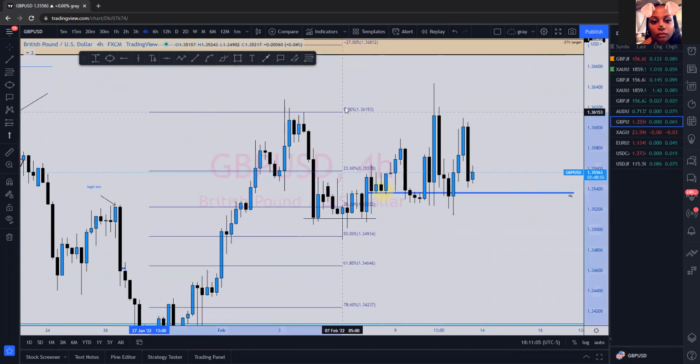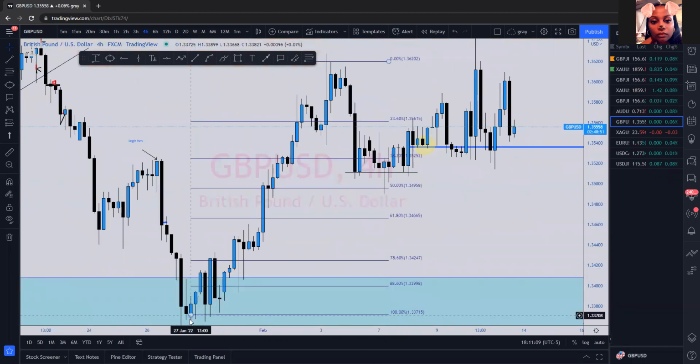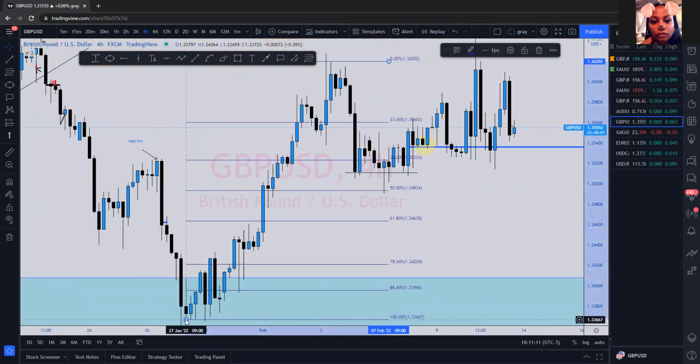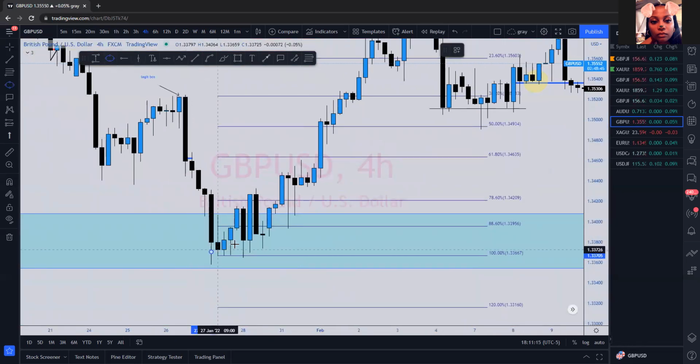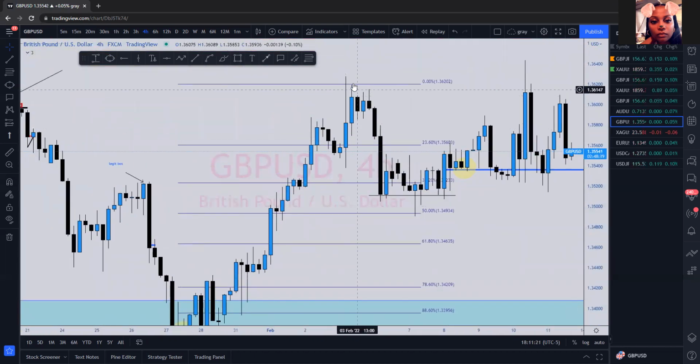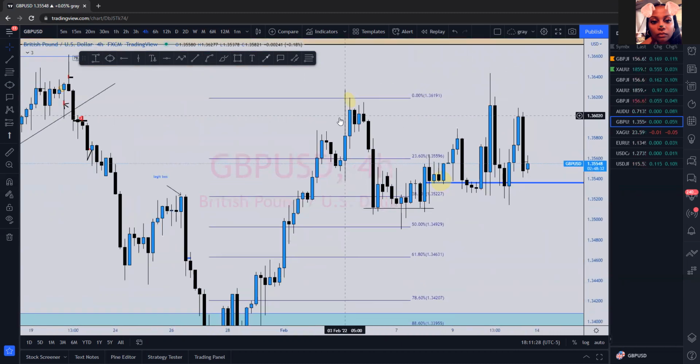I adjust it. I put my fib here because this is like a bullish impulse leg. I'm taking it from this support right here where it turns from bearish to bullish. I'm taking it right here to this wick where it turns from bullish to bearish. So just the high support, right?